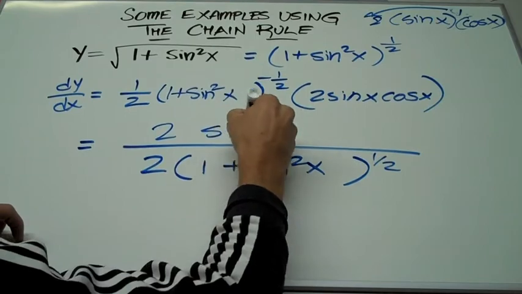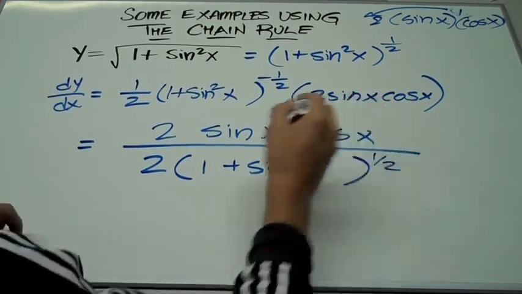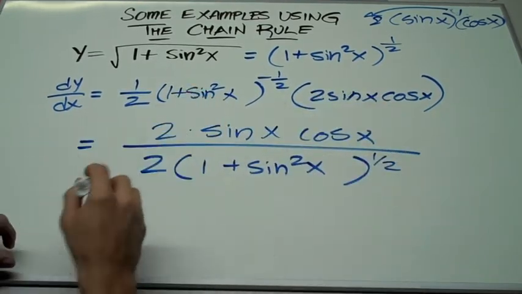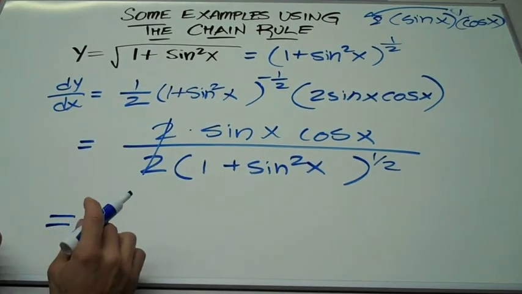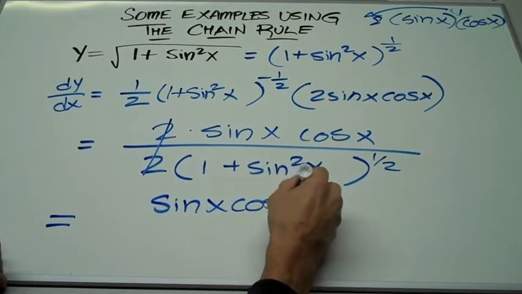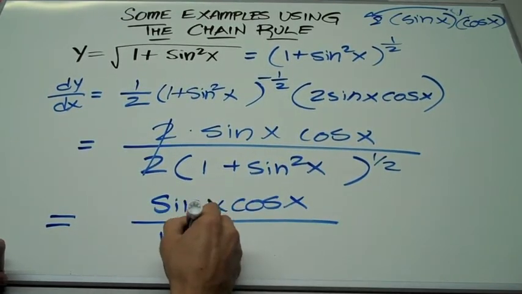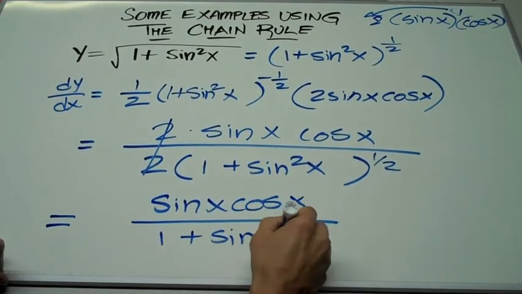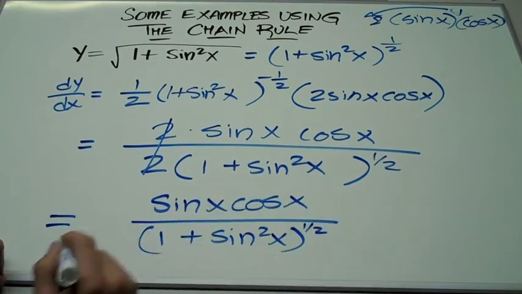2 sine x cosine x. Of course, because we have multiplication here, the 2's can cancel. Only when we have multiplication do we cancel those 2's. We have sine x cosine x divided by 1 plus sine squared x, and this is all to the 1/2, or to the square root.